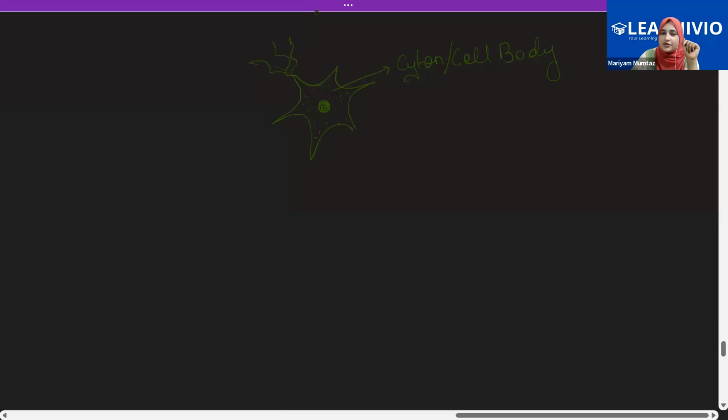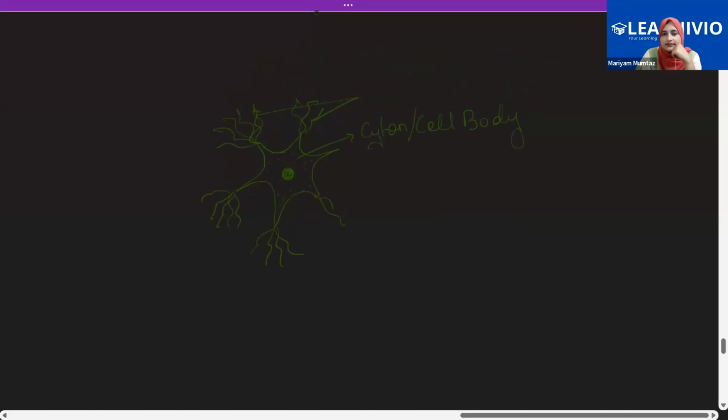Now, this cell body or the cyton, it has a proper nucleus present and it has a cytoplasm. Now, from this cell body or the cyton, there are many branch projections like this. Okay, there are several branch projections that come out of the cyton or the cell body, and these branch projections are what we call the dendrites. Okay, so these are called the dendrites.